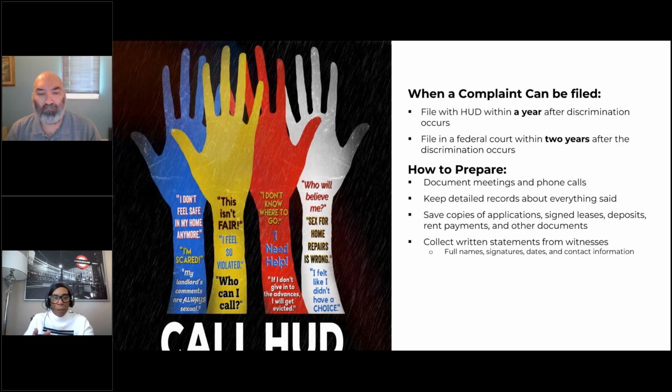Any type of paperwork they have received, make sure you collect that. Save copies of their application, their signed leases, deposits, rent payments, any documents that can prove that they have been discriminated against. Collect written statements. If there are people who were there, even if it's family members who were with them, that is considered an eyewitness. Anybody who was in the vicinity that heard or saw the discrimination, get their statements.